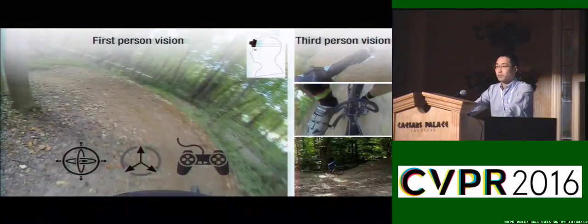In this paper, we present a method to decode the physical sensation from a first-person camera, which allows us to understand the internal state of the camera wearer. We don't need external sensors. We don't need a third-person camera to observe ourselves.